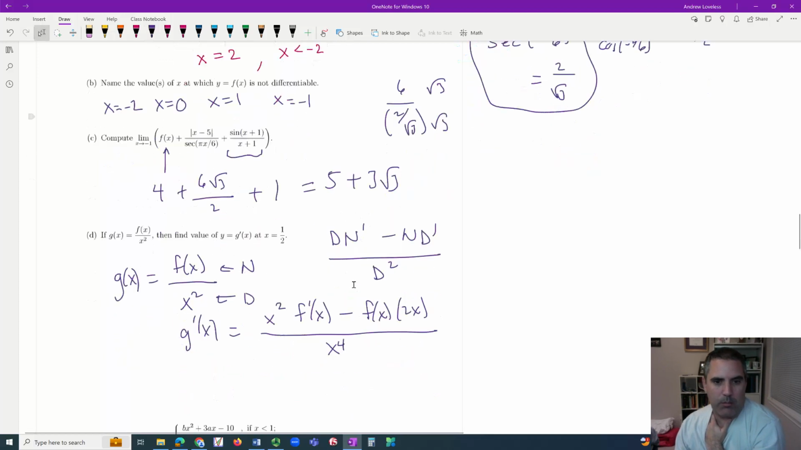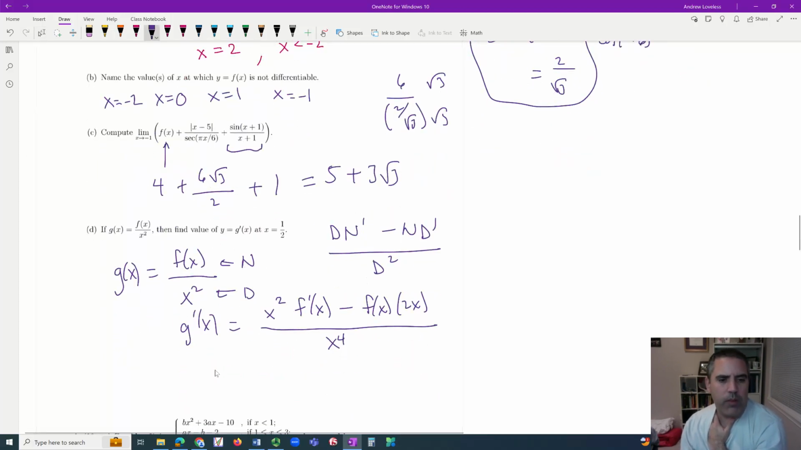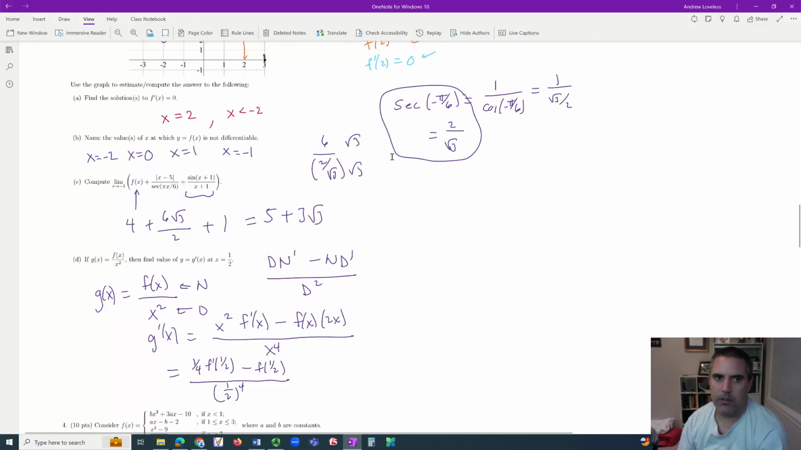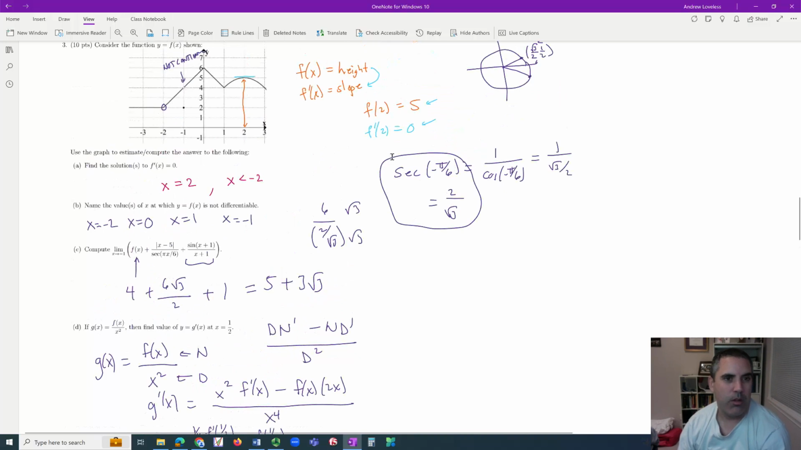Now the question is asking what happens when you plug in a half. And if you plug in a half, you get 1/4 times f prime of a half minus f of a half times 1 over 1/2 to the 4th. So some students are like, well, how am I supposed to do that? And this goes back to understanding what things mean. The function f of x is the height, f prime of x is the slope. We're talking about 1/2. At 1/2, what is the height? It's 5.